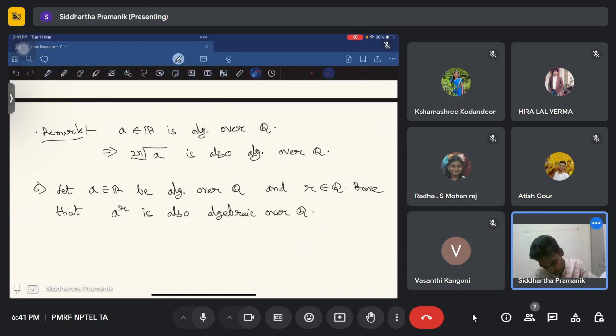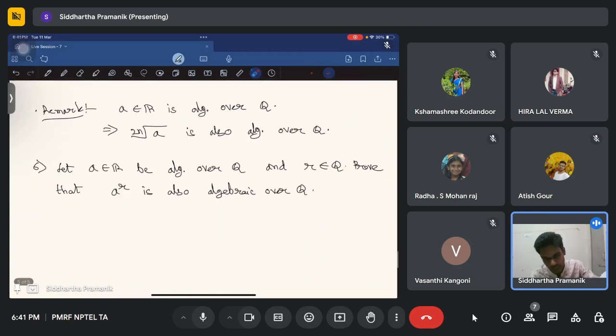So if r is an integer, then it is clear, right? Because the set of all algebraic elements forms a field. So product of algebraic elements are algebraic. So if r is an integer, then that is clear. But we are taking r as a rational number. So we are saying if r is a rational number, then also the rational power of a real number is algebraic.